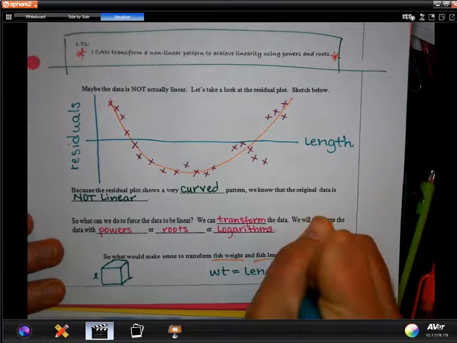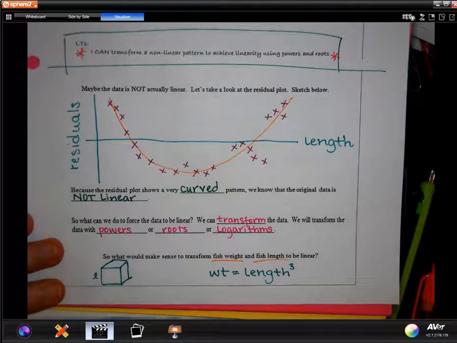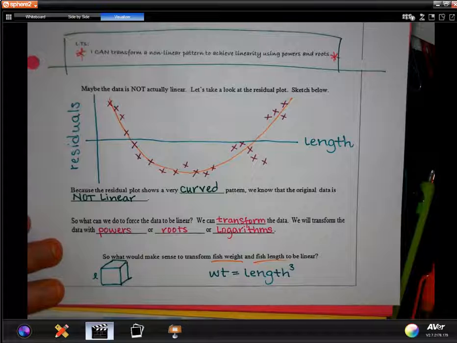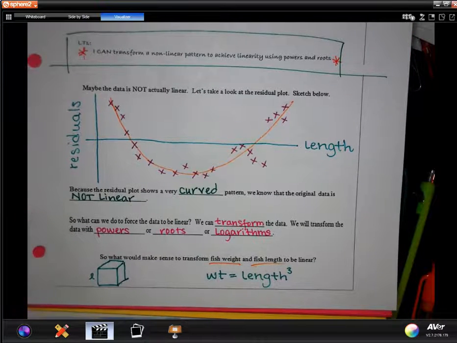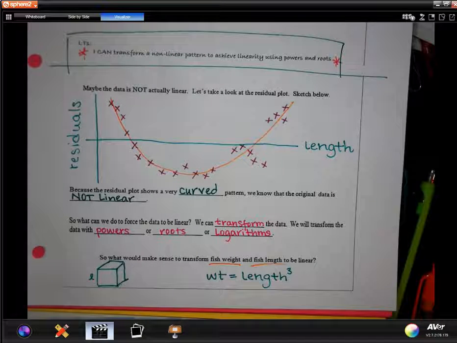On Wednesday, we'll go more in depth on what to look for to know what to try. And then there will be a list of, try this, if that doesn't work, try this, which I know sucks, but the computer does most of the work, so it's not that hard to try different transformations. But so we're going to cube our length.